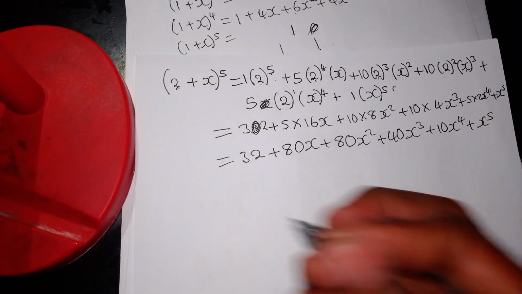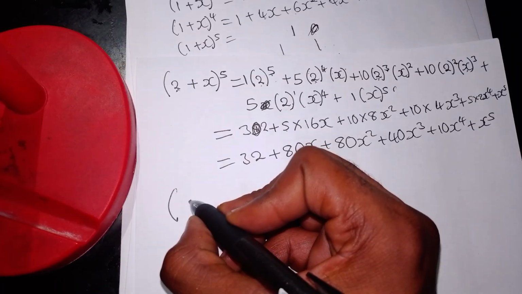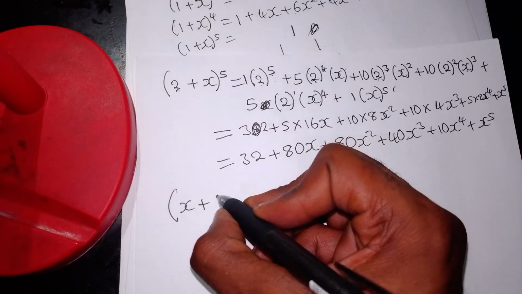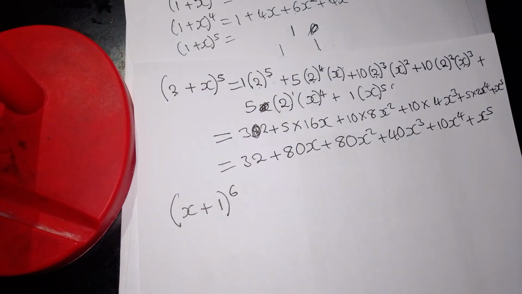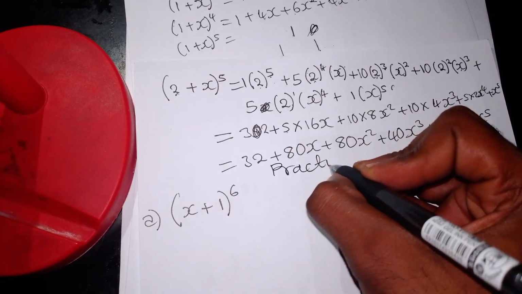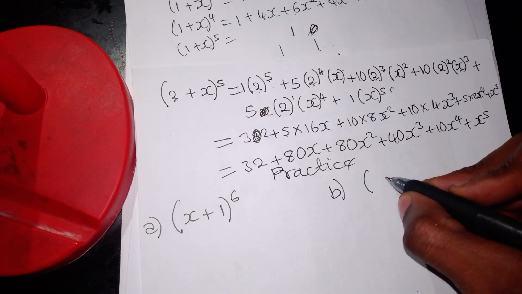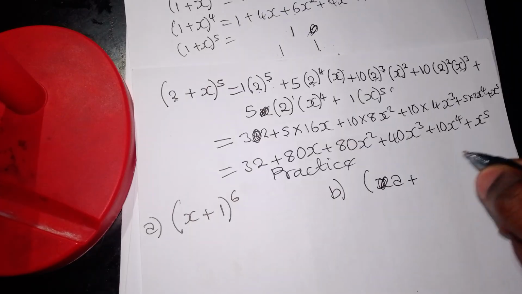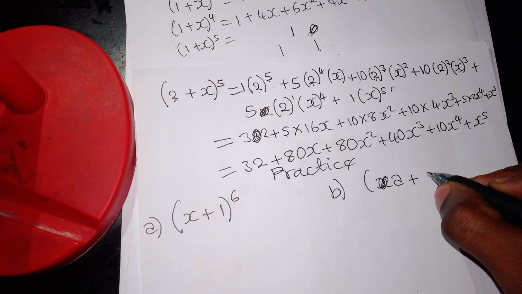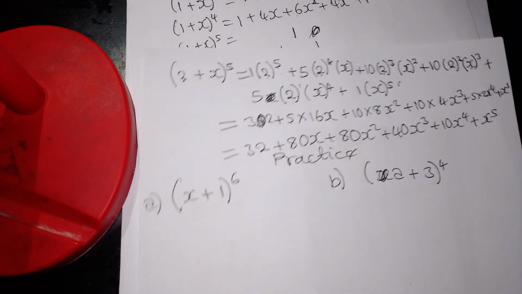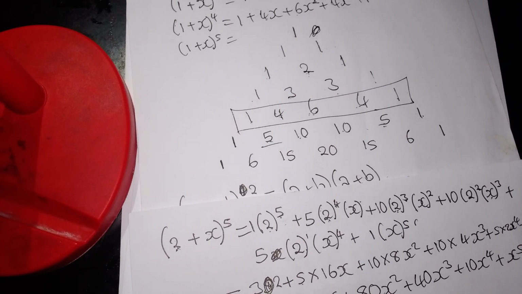Okay, so I can just give you a few problems to attempt. Let's say you have (x + 1) raised to the power 6. You can try this one out. So these are for practice. And then you also have (x + 3) raised to the power 4. Just try to expand these using the triangle there. So you can even make it on your own.